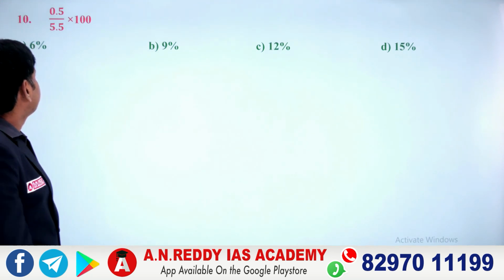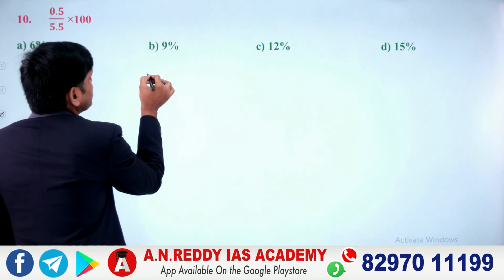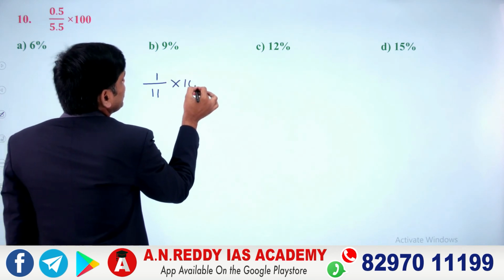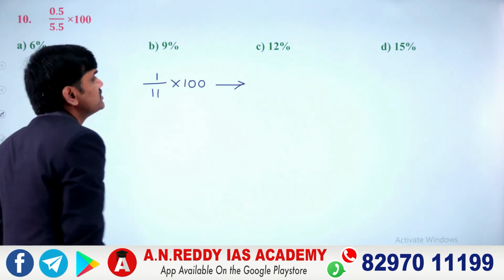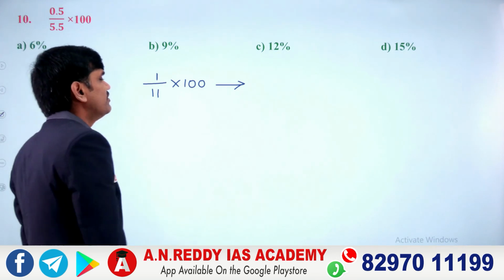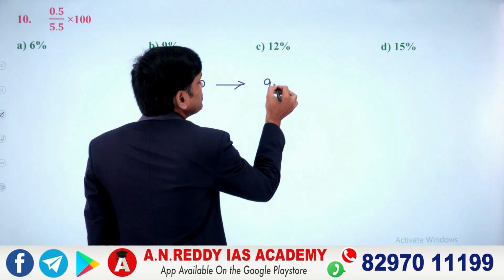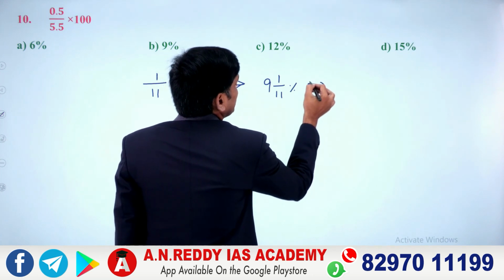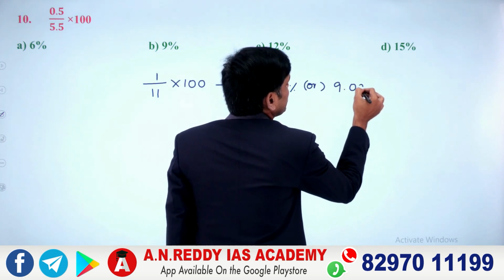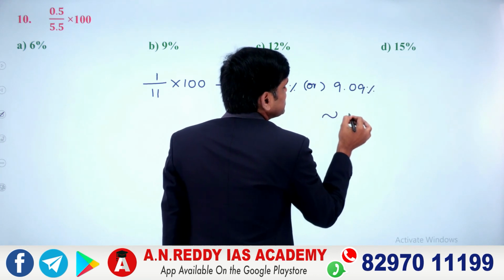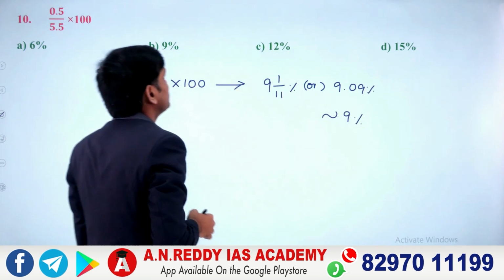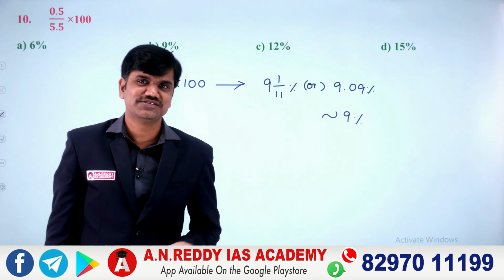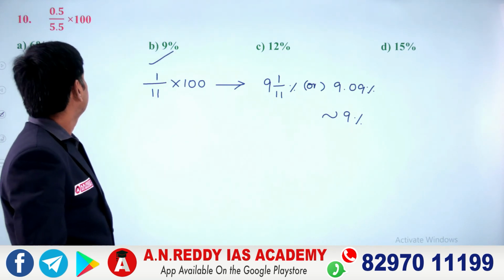Next, problem number 10. 0.5 by 5.5. So doubling both will give you how much, dear? 1 by 11. I need not go for any calculation here because 1 by 11 fraction you know. 1 by 11 is 9th table. So that's why it will be how much? 9 1 by 11%, or otherwise I can write it as 9.09%. Hence approximately I can say that it is 9%. Hence your answer is option B. That's the advantage of knowing the fractions, right? Please make a note of it.